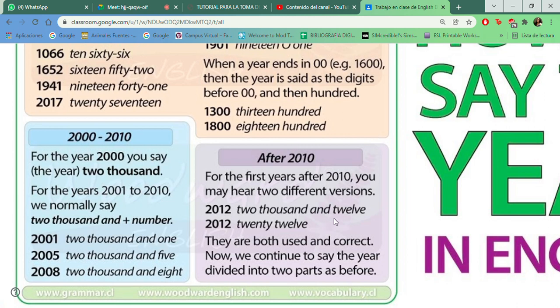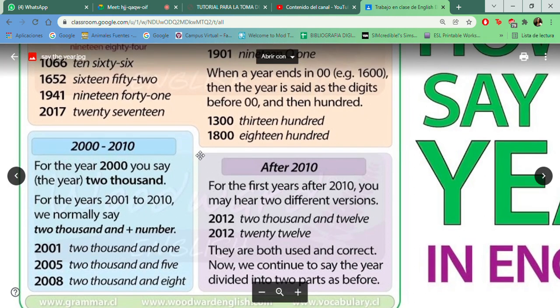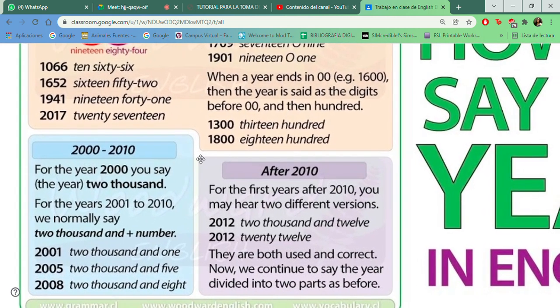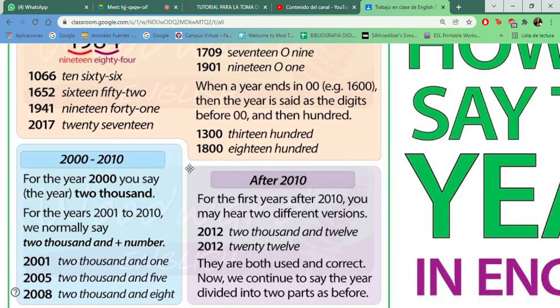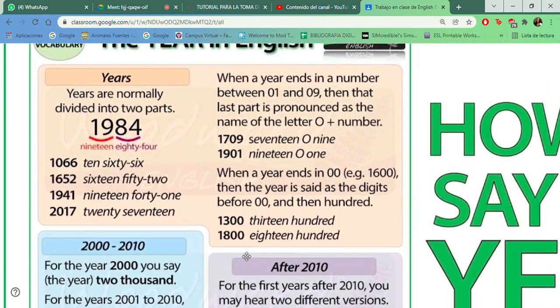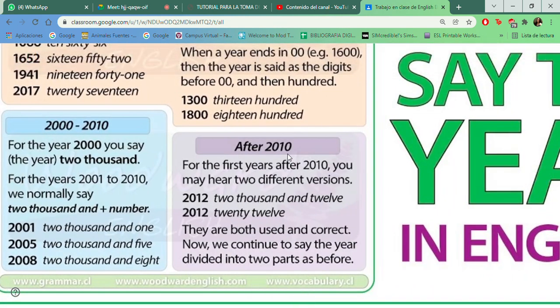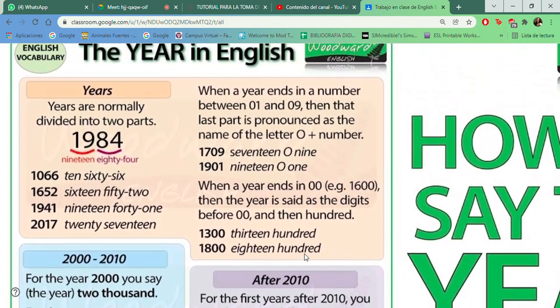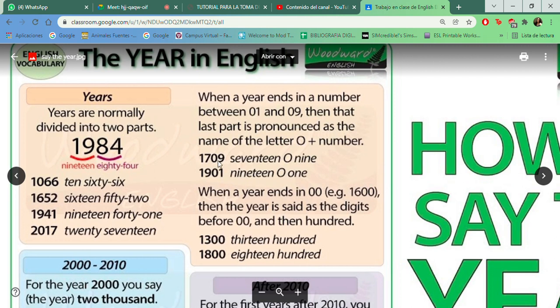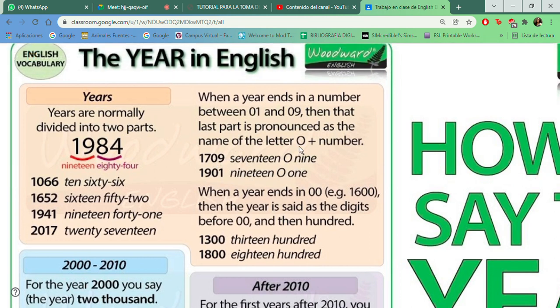Can you see 2012 or 2012? It's the same. You can say both are correct, but it's common to use this after the year 2010. Let's see these years here. So in this case we use "oh", okay, 1709, 1901, okay.